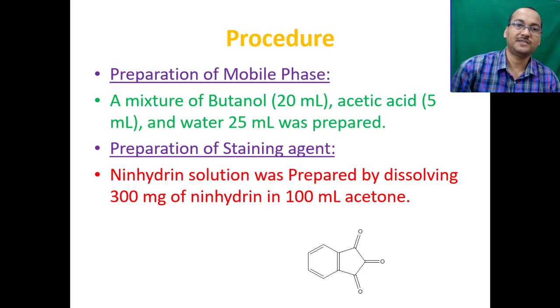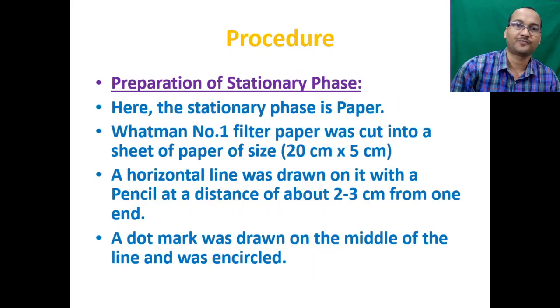First step is preparation of mobile phase. A mixture of butanol, acetic acid and water was prepared. Then preparation of staining agent. Ninhydrin solution was prepared by dissolving 300 mg of ninhydrin in 100 ml of acetone. Then is preparation of the stationary phase. The stationary phase is paper.